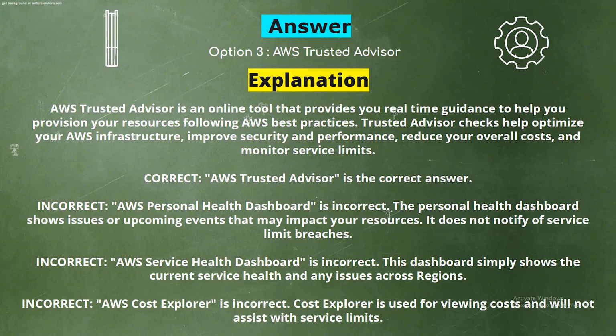Incorrect. AWS Personal Health Dashboard is incorrect. The Personal Health Dashboard shows issues or upcoming events that may impact your resources. It does not notify of service limit breaches. Incorrect. AWS Service Health Dashboard is incorrect. This dashboard simply shows the current service health and any issues across regions. Incorrect. AWS Cost Explorer is incorrect. Cost Explorer is used for viewing costs and will not assist with service limits.